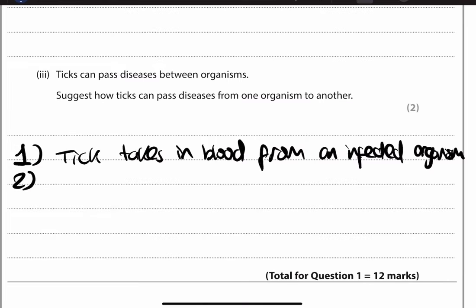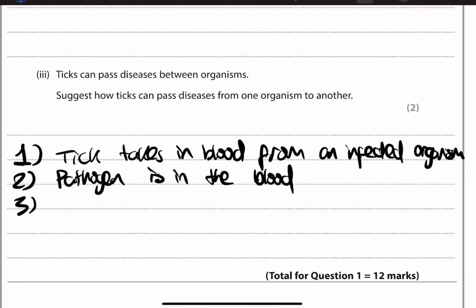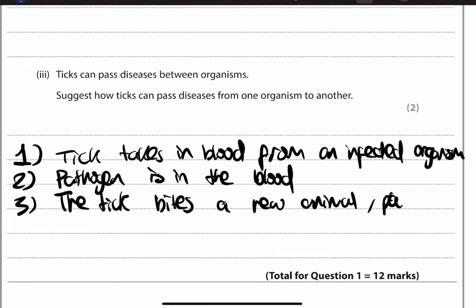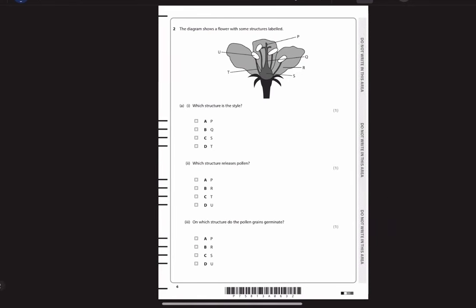So what would happen next? We can be quite vague. We'll say a pathogen is in the blood. So now that we have a pathogen in the blood, when the tick bites a new animal, the pathogen spreads. And quite simple, just had to break it down into steps.